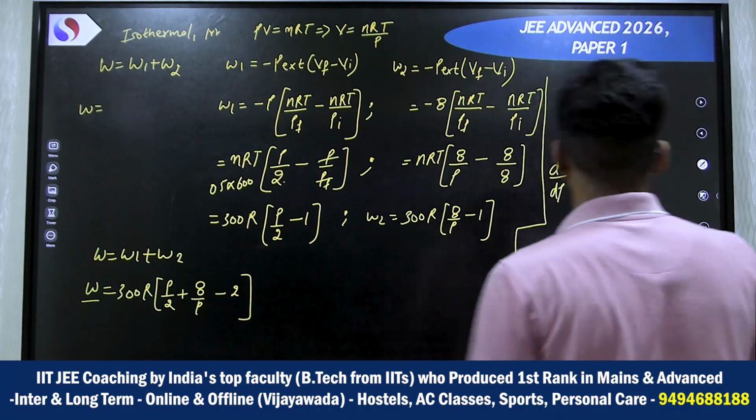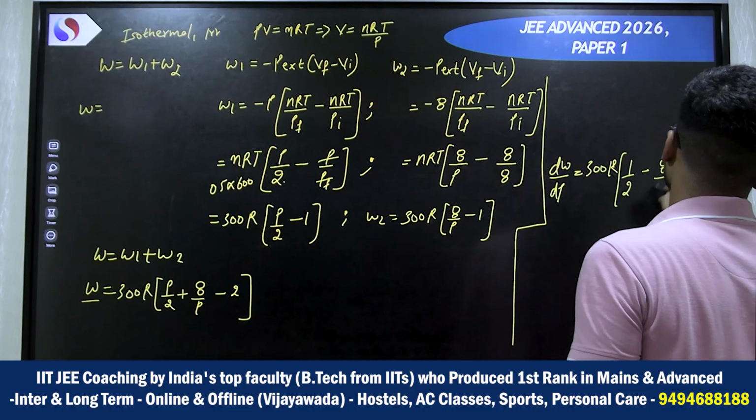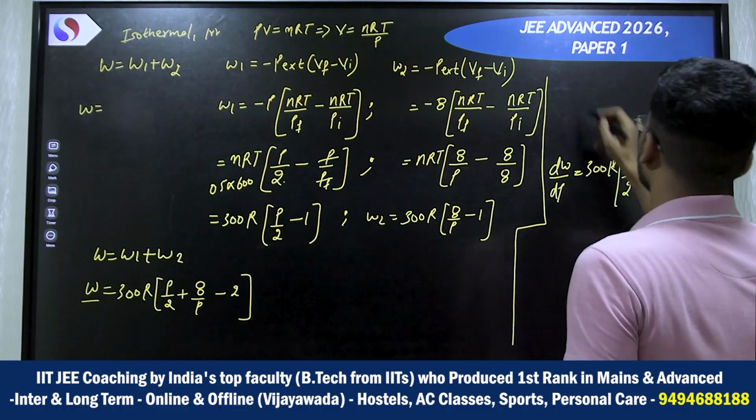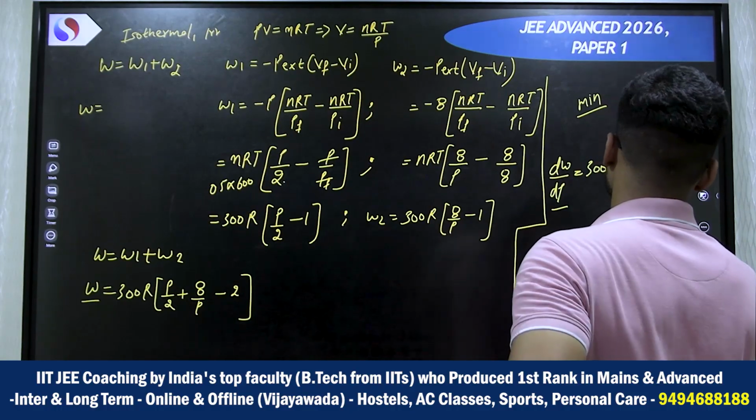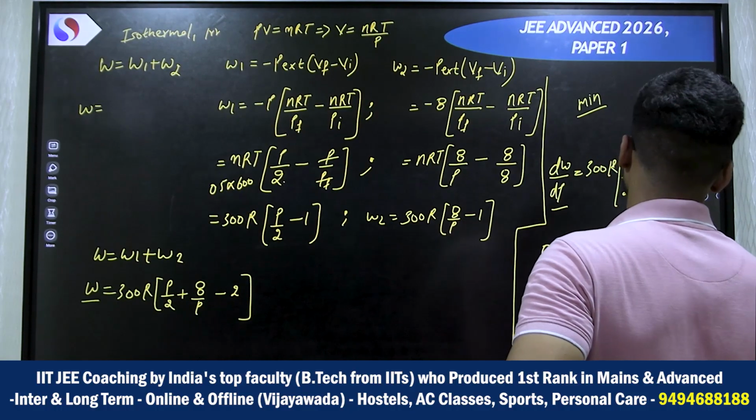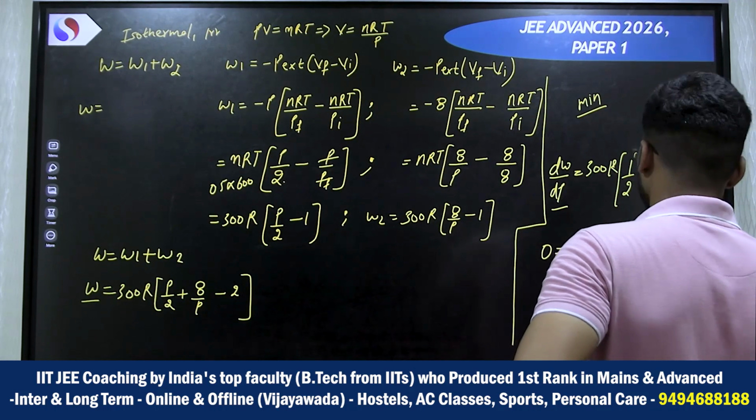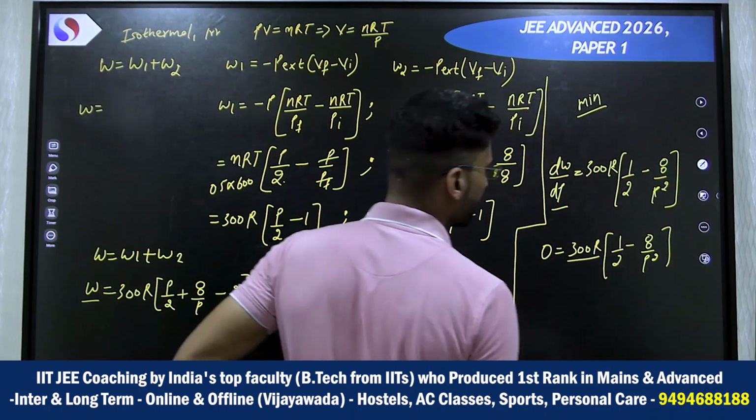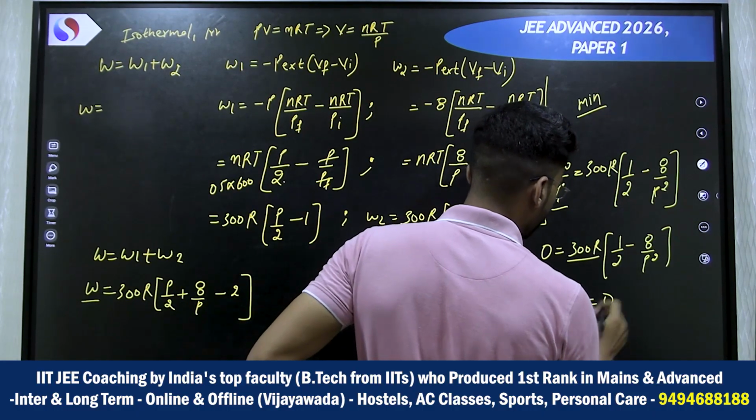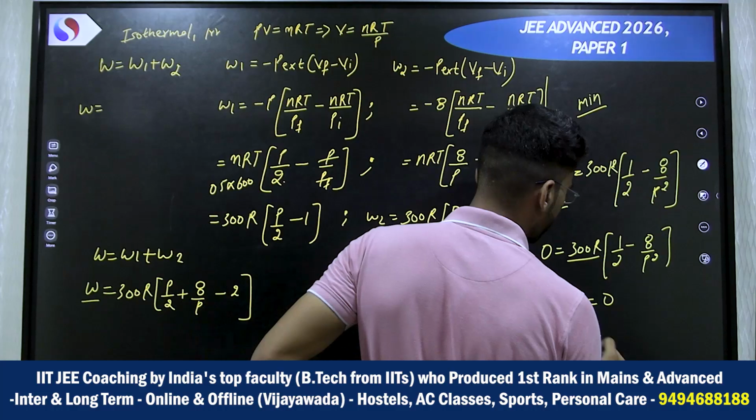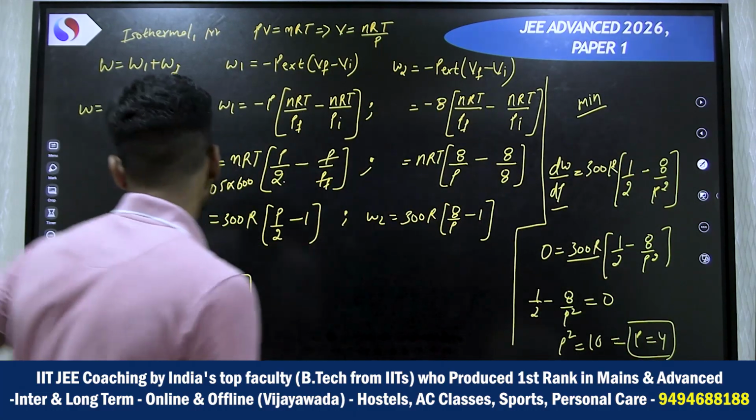300 R (1 by 2 minus 8 by P square). They are asking the minimum value, so this will be equal to 0. So this is 300 R (1 by 2 minus 8 by P square). This is a constant value, it cannot be equal to 0. So 1 by 2 minus 8 by P square will be equal to 0. So P square will be equal to 16, so P will be equal to 4. So the P value comes out to be 4.